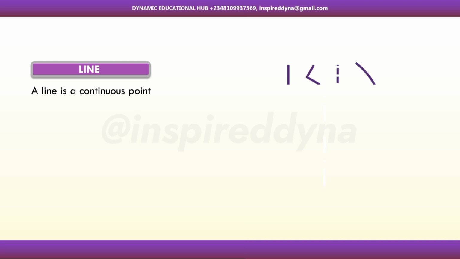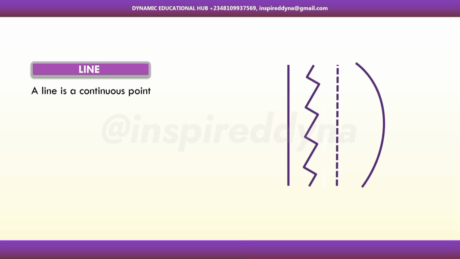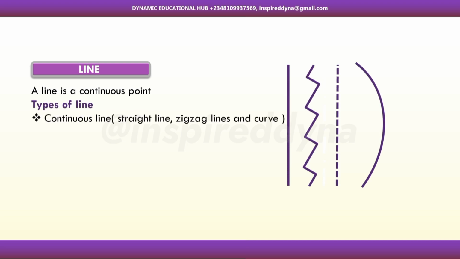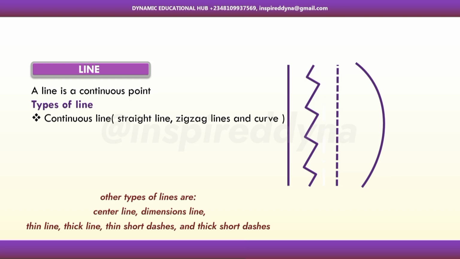The first thing we want to learn in Euclidean geometry is the line. What is a line? A line is a continuous point. And we have different types of lines. We have the continuous line, like the name, continuous point. Examples of a continuous line are a straight line, a zigzag line, and a curve.